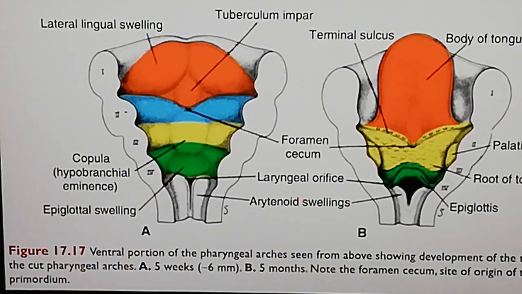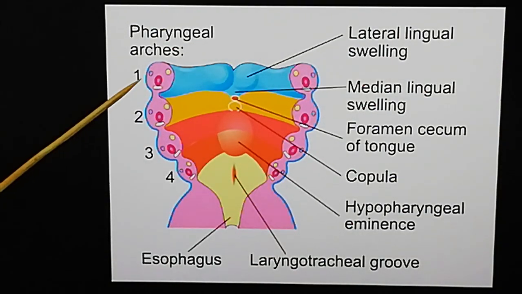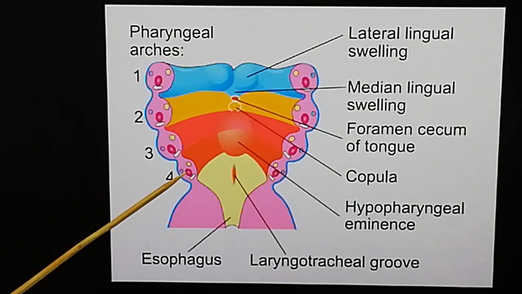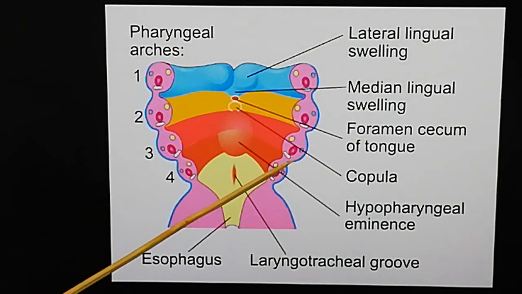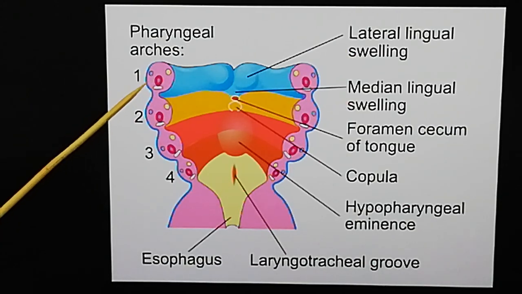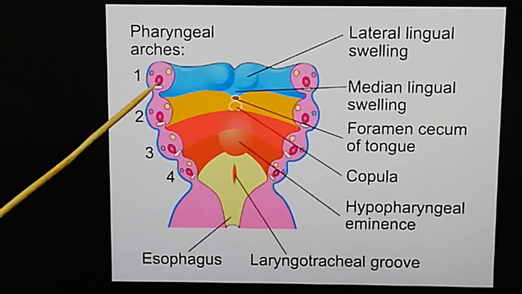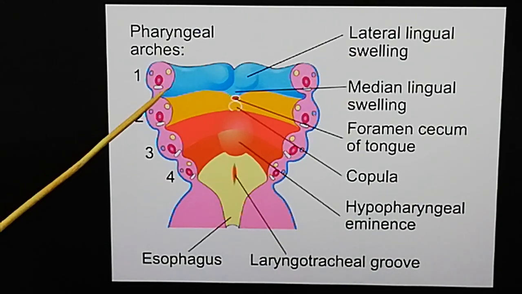Now see again in some other picture what happens. This is the arch 1, second, third and fourth, and they are present bilaterally, right? And we can observe that every arch is supposed to supply or carries its own artery, vein, its nerve and cartilage.